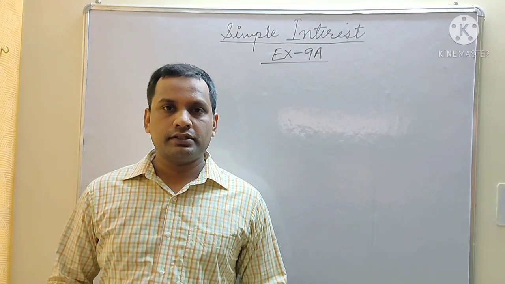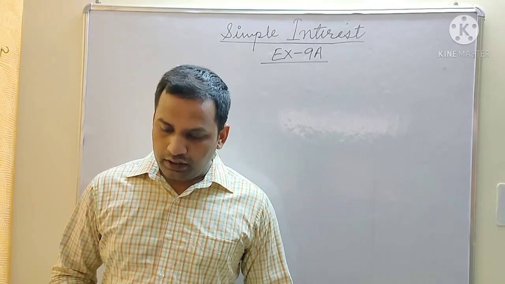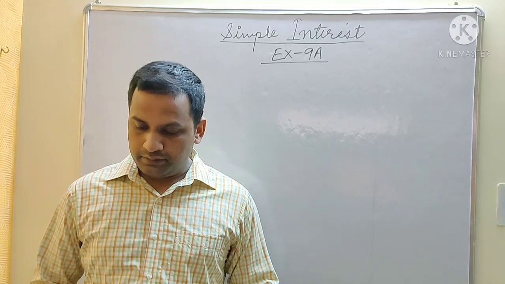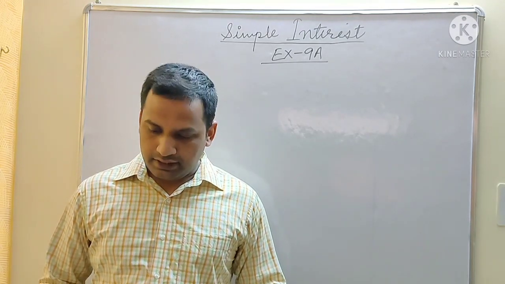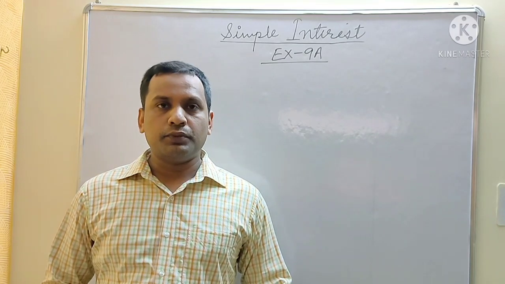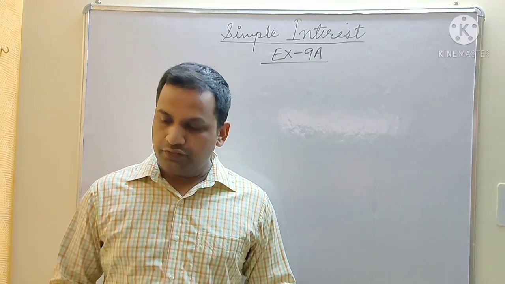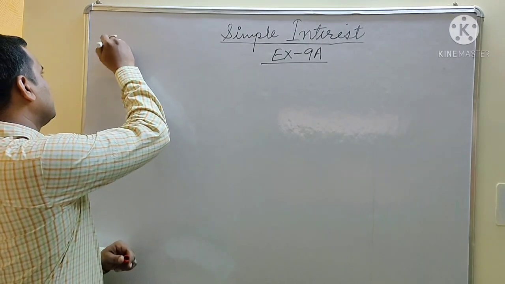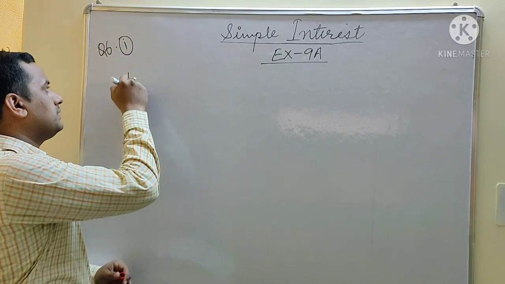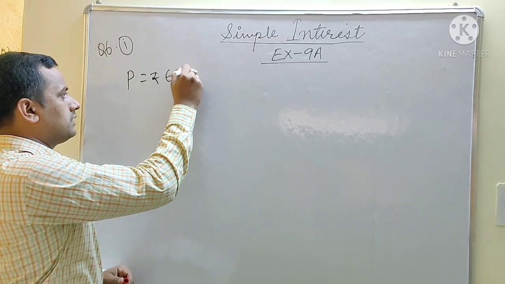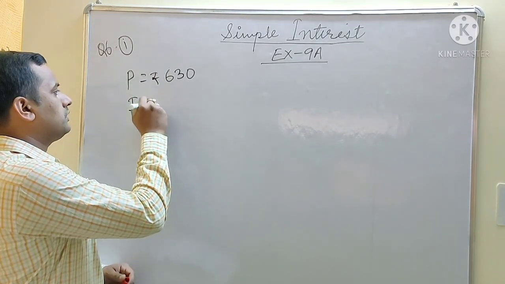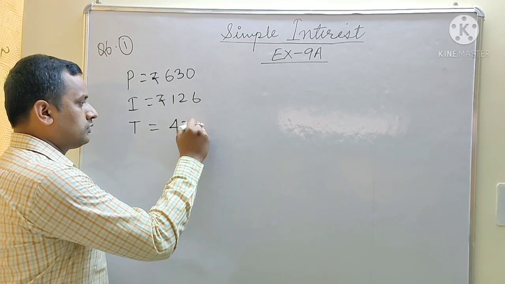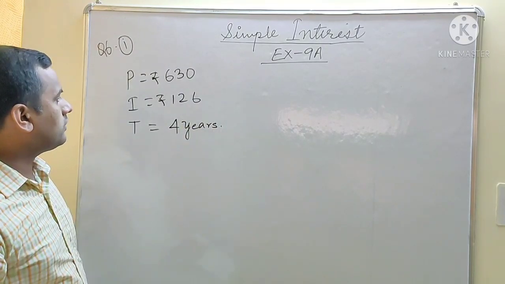Now question number 6, part 1, where we have to find out the rate. That is, at what rate percent per annum will rupees 630 produce an interest of rupees 126 in 4 years. That is, the principal is given, rupees 630. I is given, rupees 126, and time is equal to 4 years. So in this question we have to find out the rate.